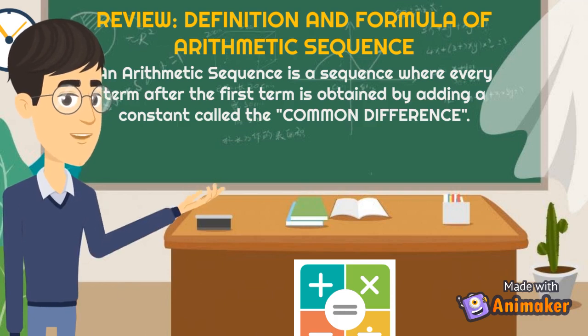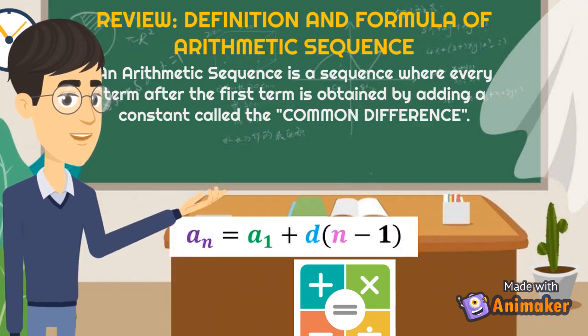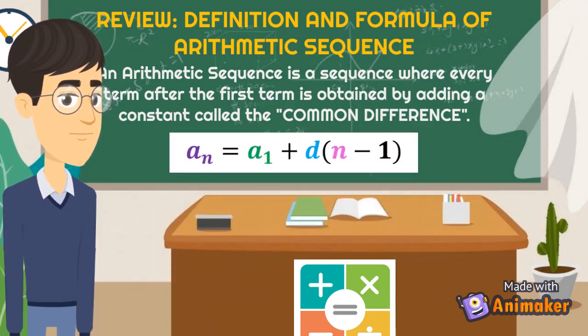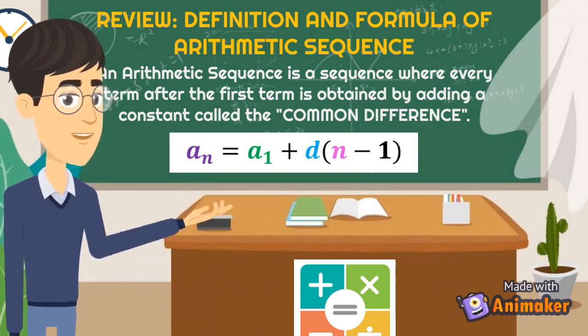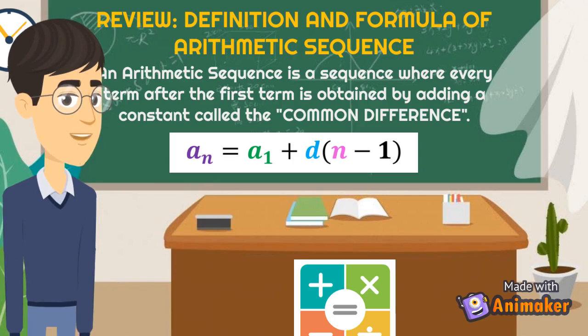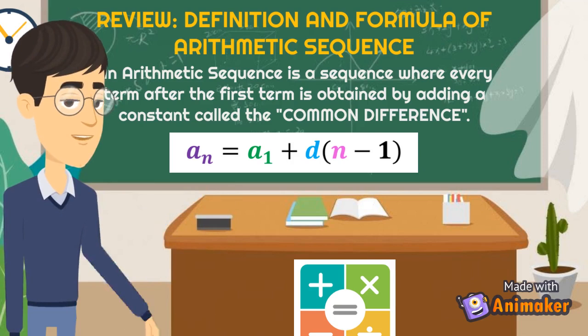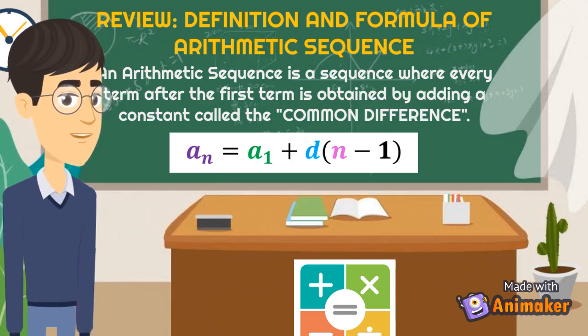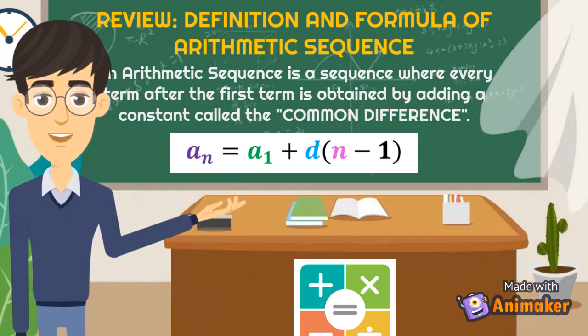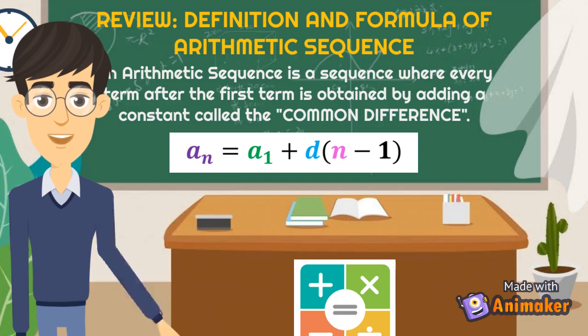In solving problems involving arithmetic sequence, we will be using this formula: a sub n is equal to a sub 1 plus the quantity of n minus 1, times d, where a sub n is the last term of the sequence, a sub 1 is the first term, n is the total number of terms, and d is our common difference. I hope we are all clear with the definition and formula of the arithmetic sequence. This time, let us now consider the following examples for our lesson for today.